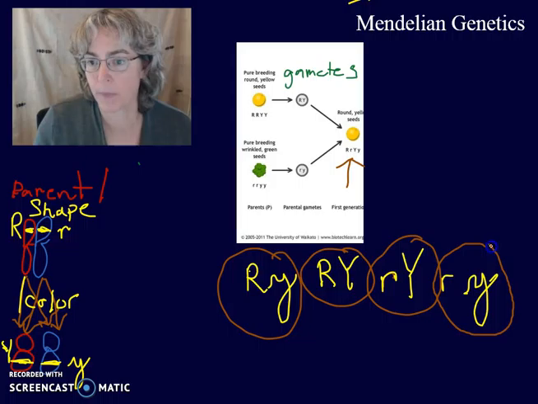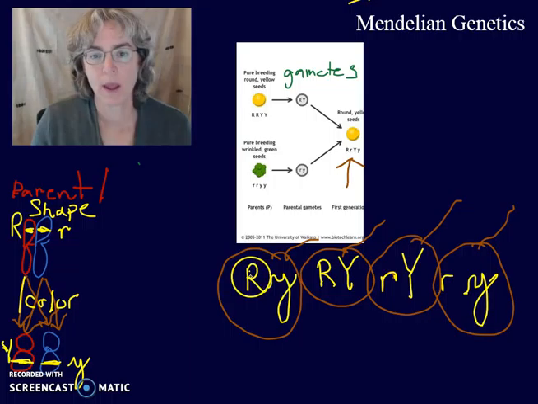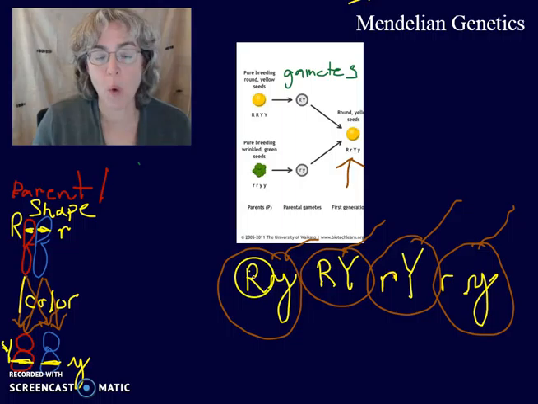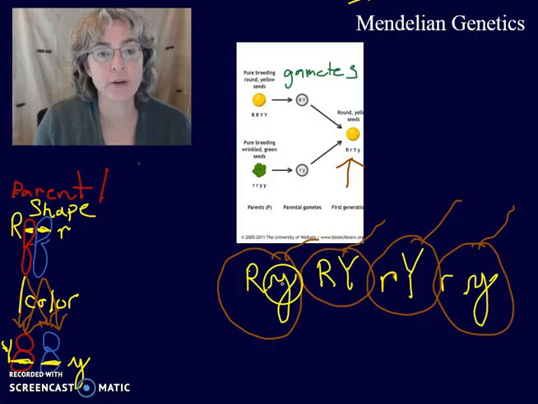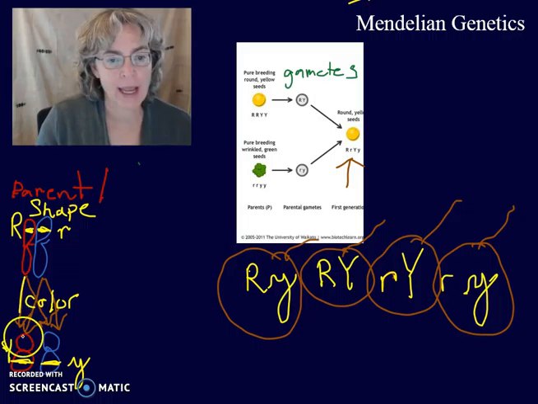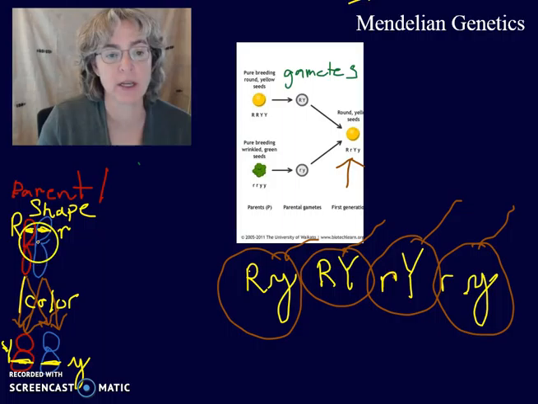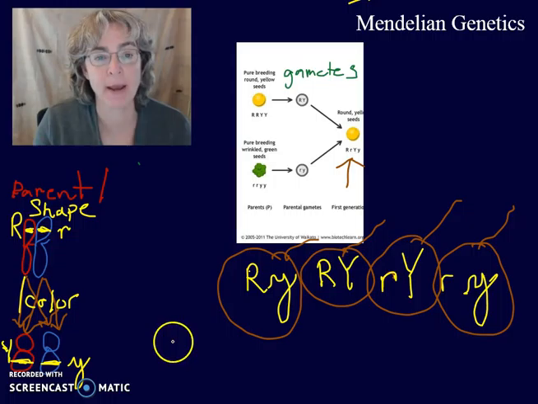And they're the sperm. And the gametes can have one allele for each characteristic. So since there's two characteristics, it has to have two alleles. And the way that these are partitioned out is called independent assortment. So it depends on how these chromosomes can line up on the metaphase plate.